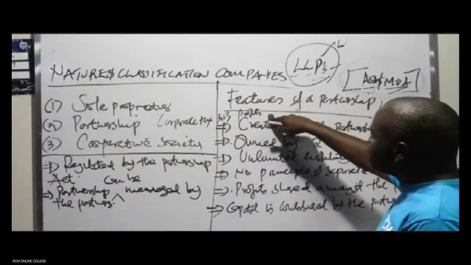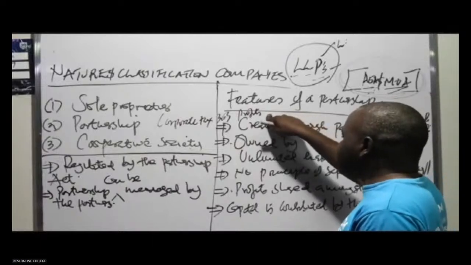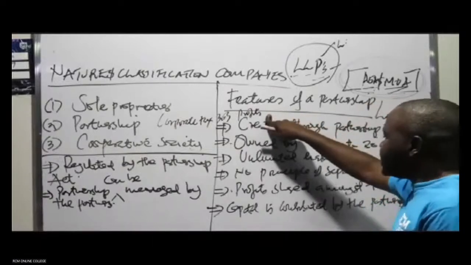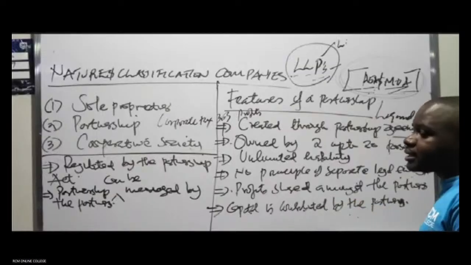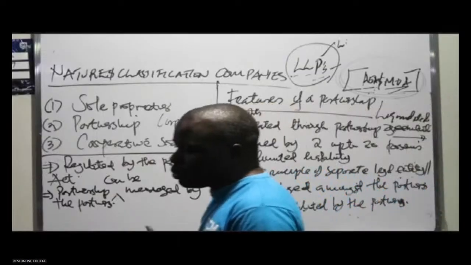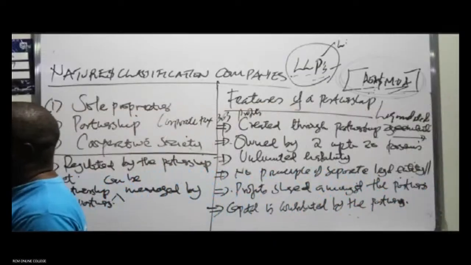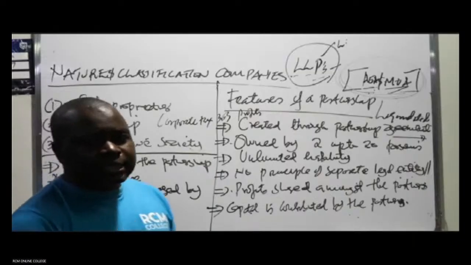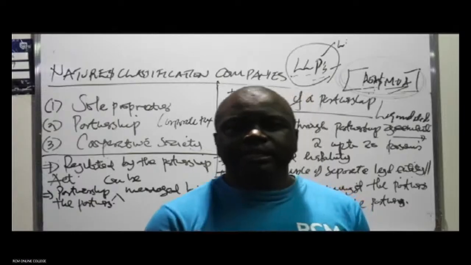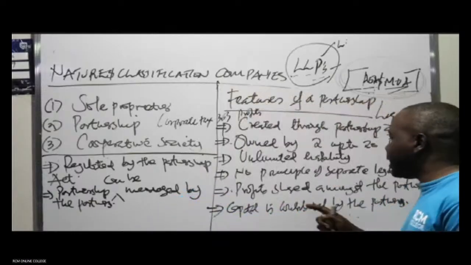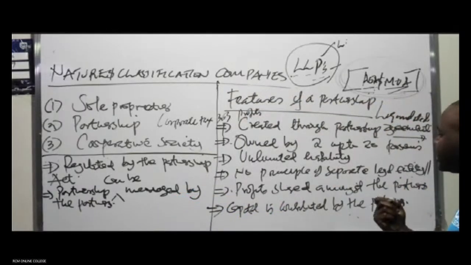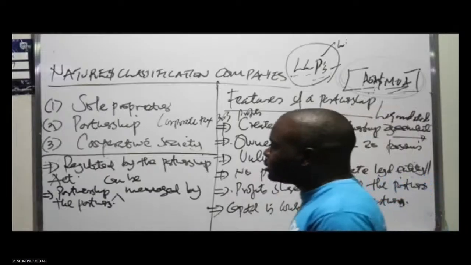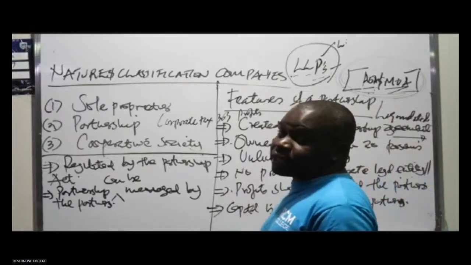So in a company, we tax the company directly because it's a legal person on its own. In a partnership, we don't tax the partnership. The profits have to be shared amongst the partners. Then the partners will be taxed individually. So those who have done PFT understand what I'm saying.